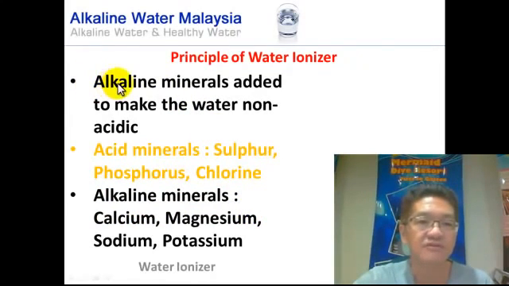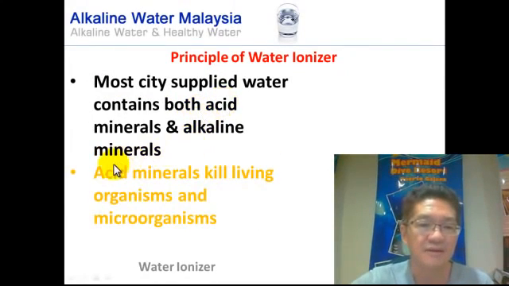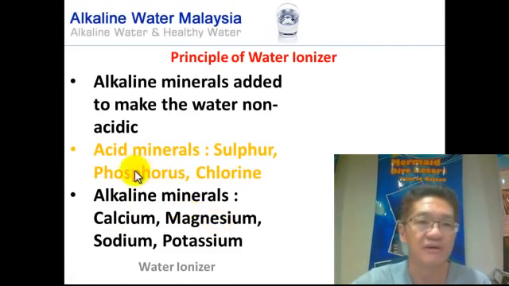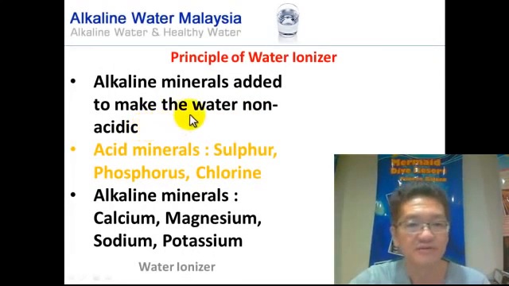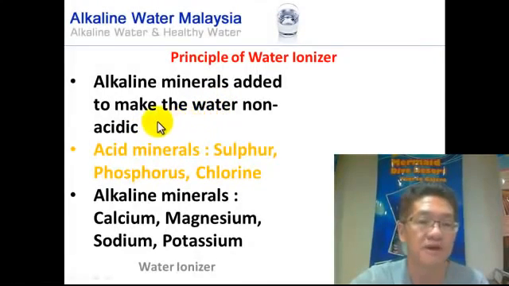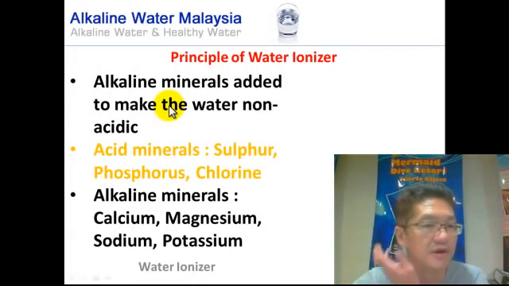And the reason for adding alkaline minerals is that when they add the acid minerals to kill the living organisms and microorganisms, the water becomes too acidic. So what they do is add alkaline minerals to make the water not acidic. It may not be an alkaline pH, but rather to neutralize the acid so that it's probably near neutral pH. And in Malaysia, as you can see, if you measure the pH of the tap water, it is around neutral.